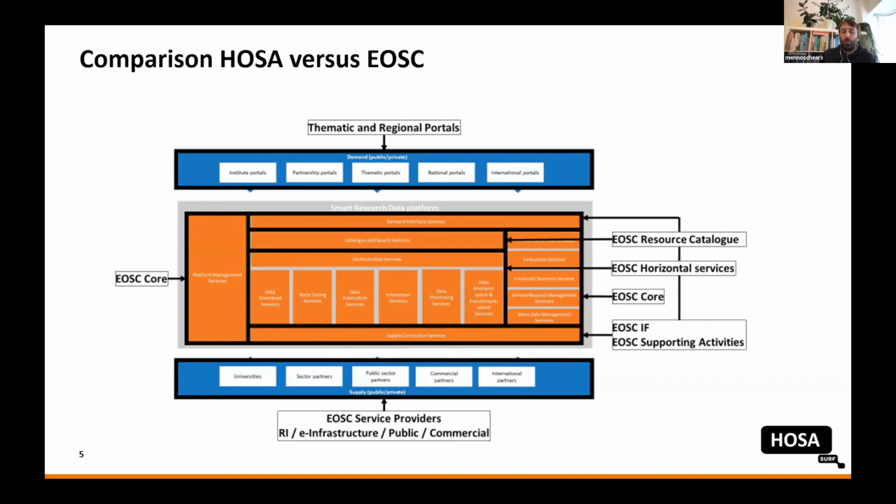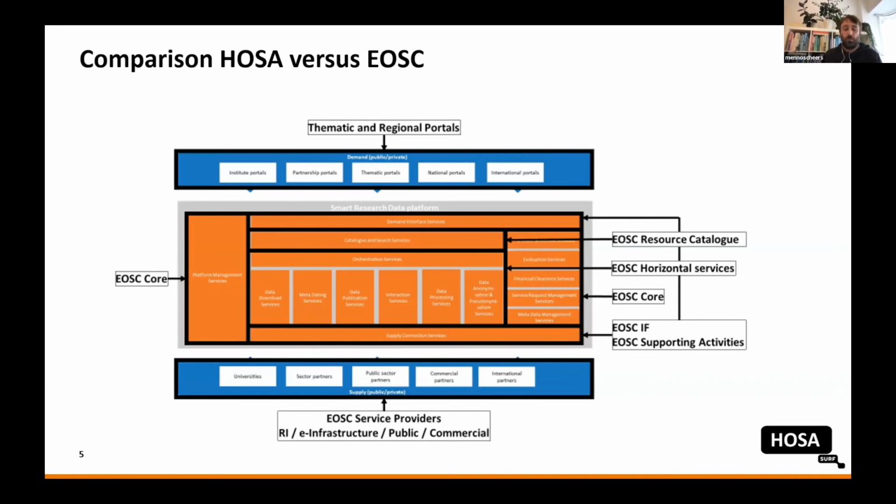Interoperability consists of different levels of interoperability. So we had a look at the goals, principles, process, and application architecture. And we concluded that HOSA and EOSC match very well. So for the interoperability in future, this is really positive news for us.